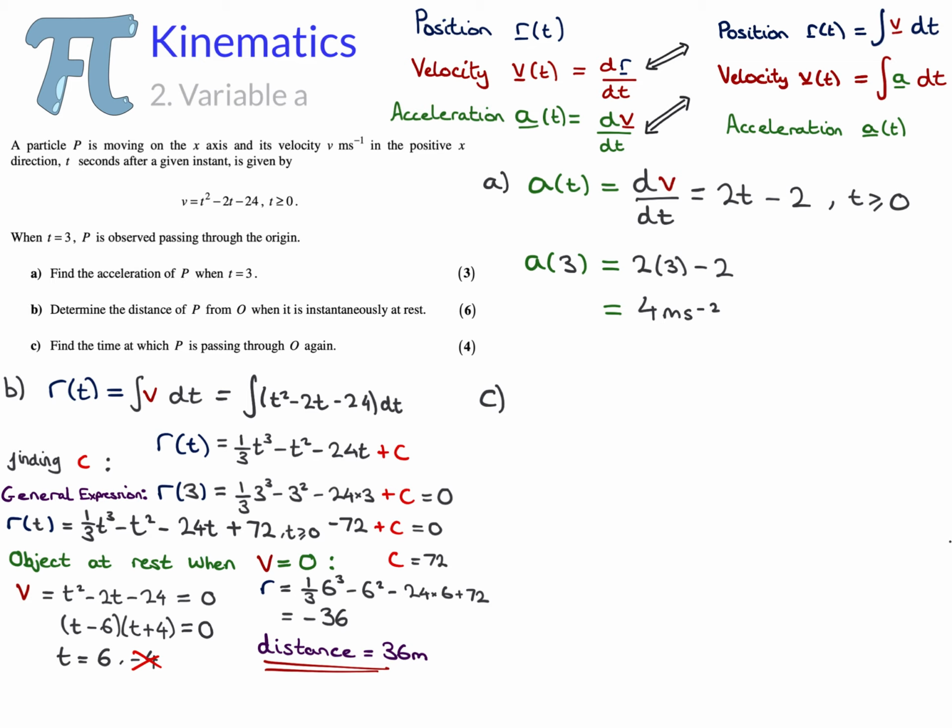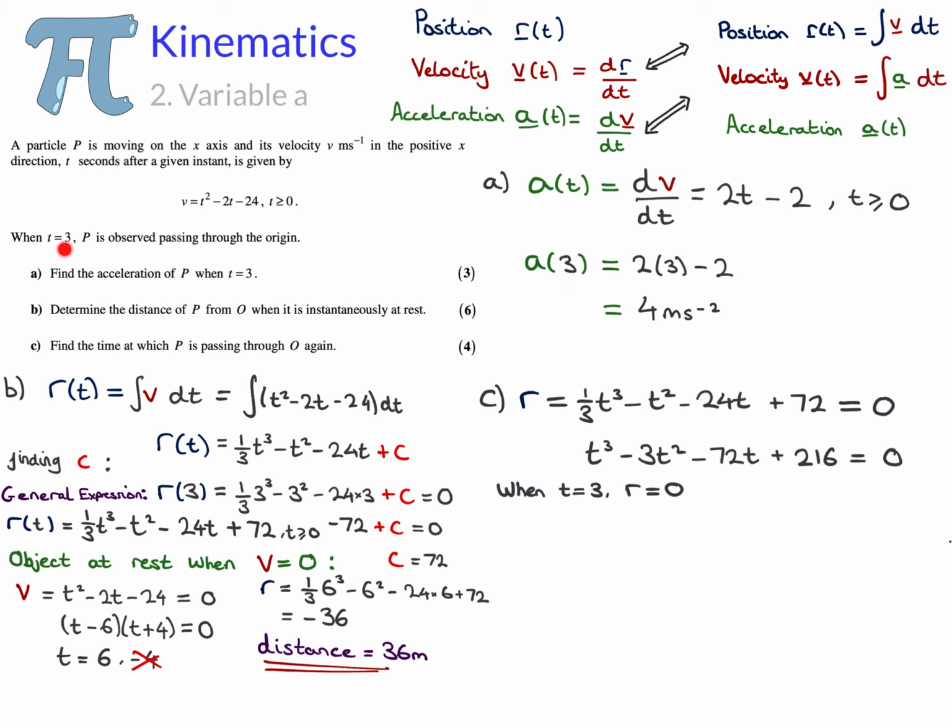Finally, we are asked to find when the object passes through the origin again. In other words, we need to find when the object's position is 0, and so we are trying to solve the following equation. To solve this equation, we are first going to multiply everything by 3 to make it a little bit nicer. We will then exploit the fact that we know one solution to this equation already. We know that when time t is equal to 3, the position is 0.